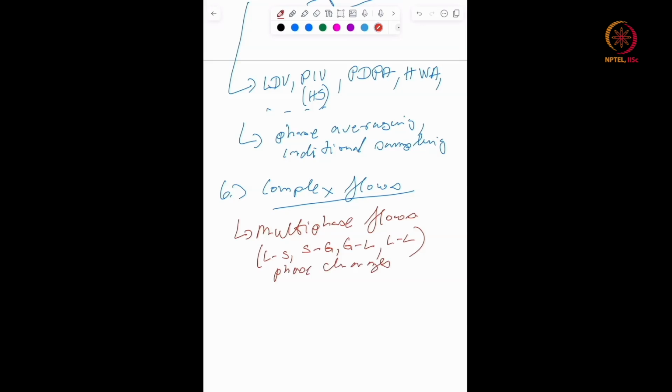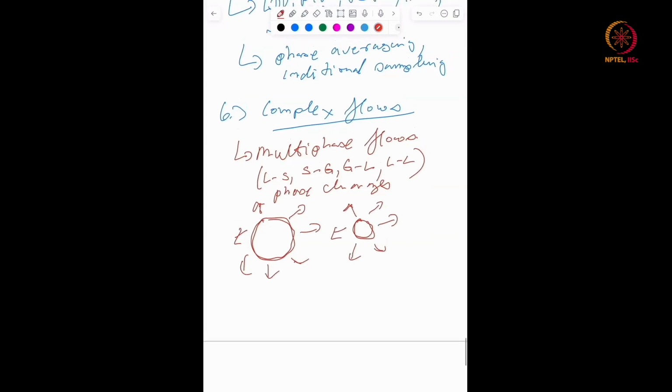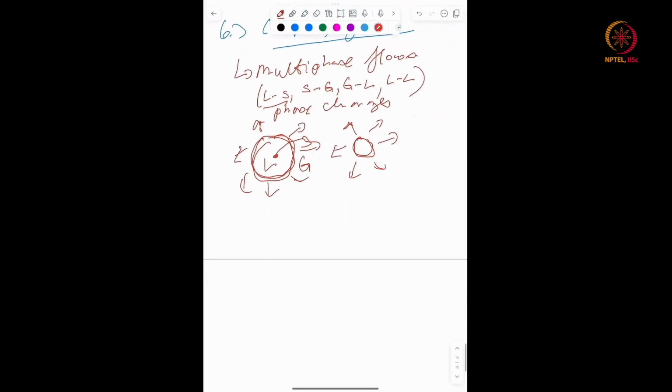For example, if you have a droplet, it kind of evaporates. It goes smaller in size. There is a phase change which actually happens. Liquid is being converted to vapor, and this actually shrinks. So therefore, you can have interfaces. For example, this is a liquid-gas interface. There can be several interfaces for this kind of flows.